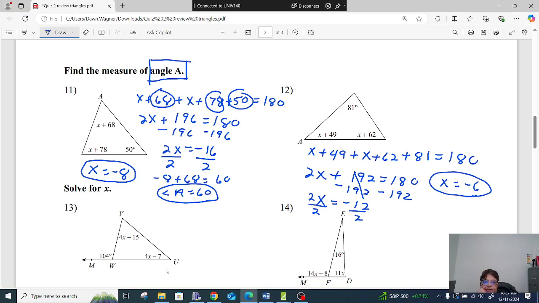Here's A. Angle A, right, is equal to negative 6 plus 49. 43.